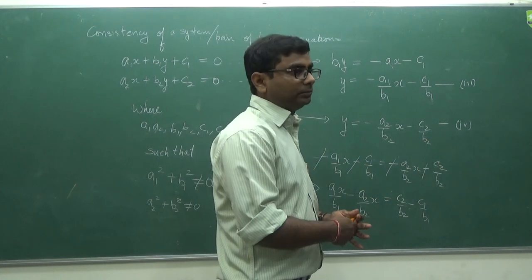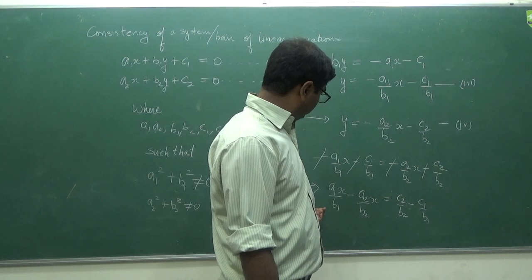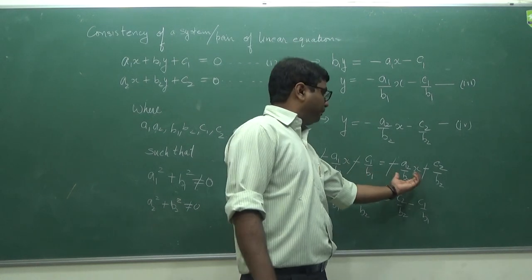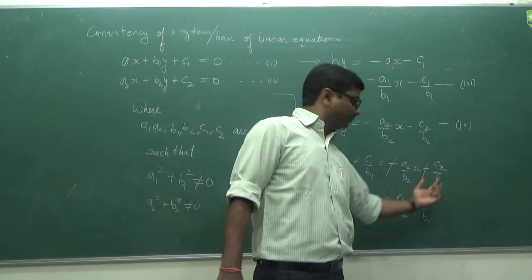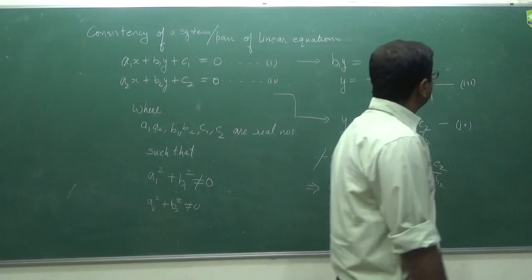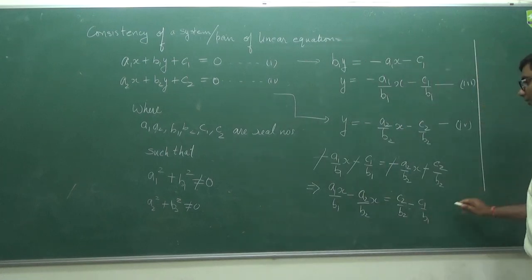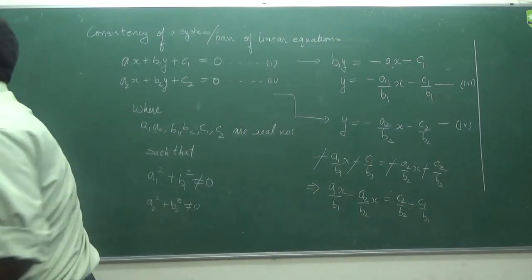Why is it minus a2 by b2 x? So a1 by b1 x, now bring this on the left hand side, and bring this on the right hand side. So it will be making this. Correct? Now simplify. What will it be? Let me just do it here itself.